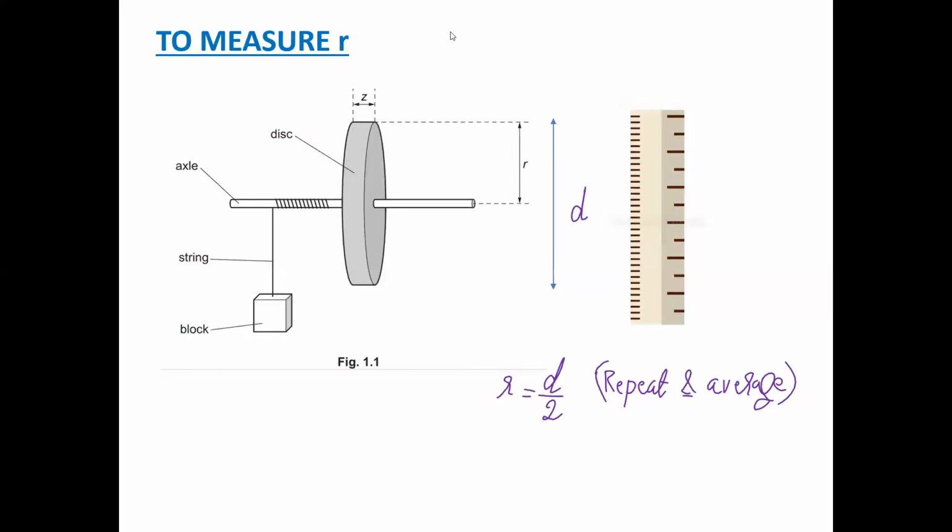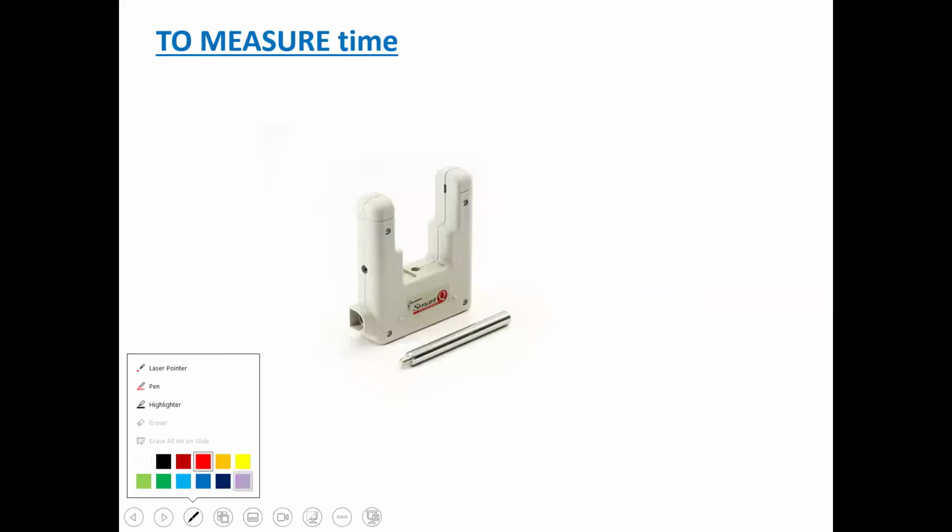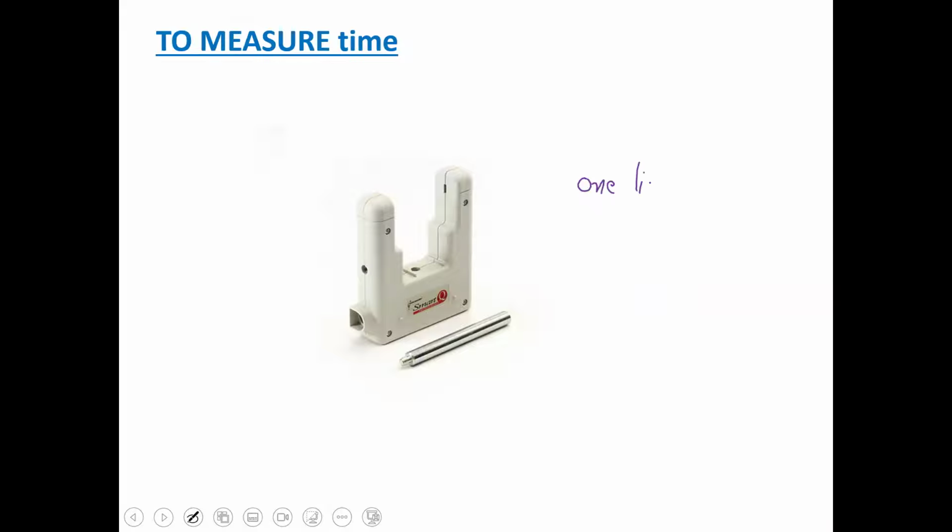Okay. So now let's move on. D is the total diameter. Half of D is the radius. Now comes the light gate. This is the light gate and I'm using one light gate.